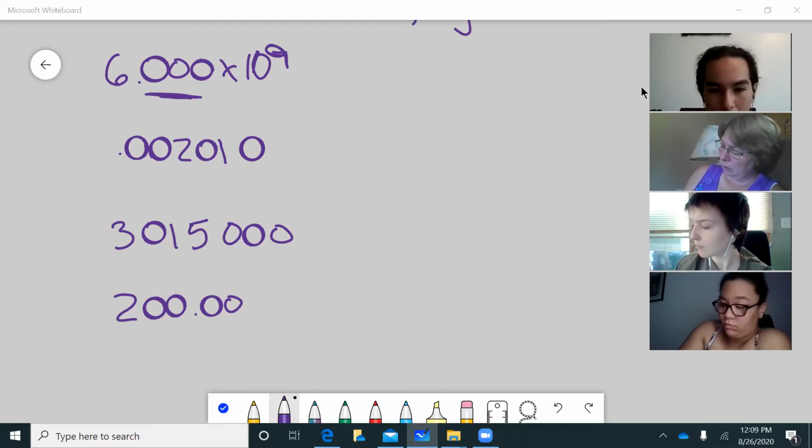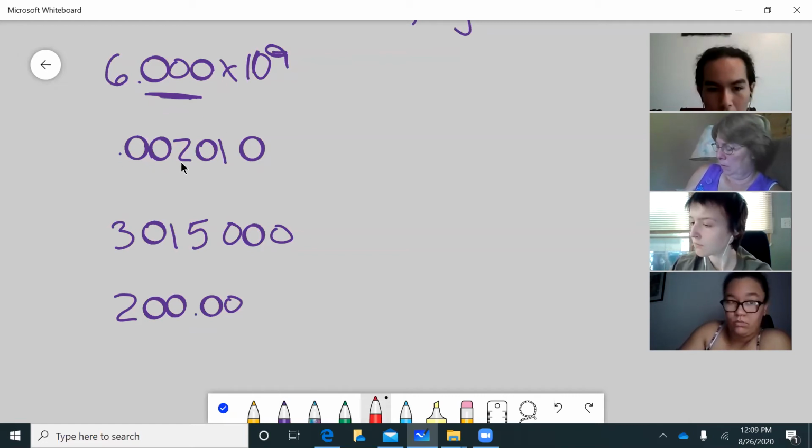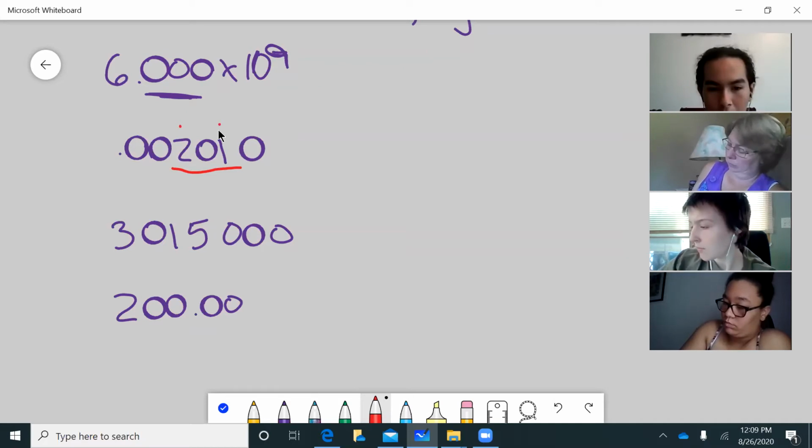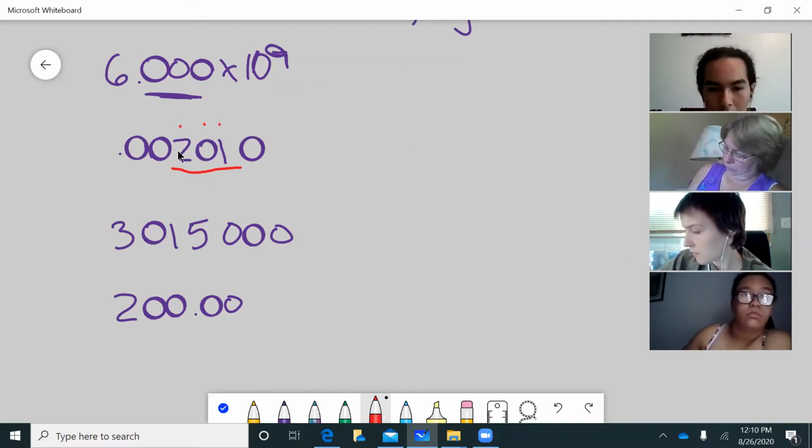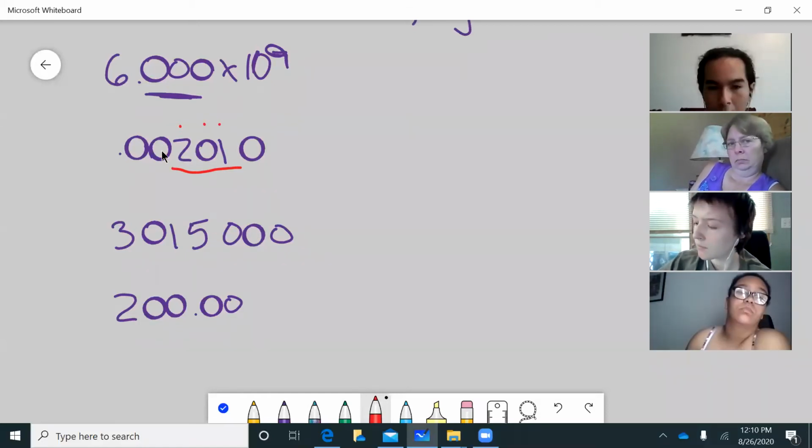All right, so for this first one, sort of want to take a peek and figure out where the main number is. So here's the main number. This is significant, and obviously the 1 is significant. The 0 in between is also significant. And then these zeros here are not significant.